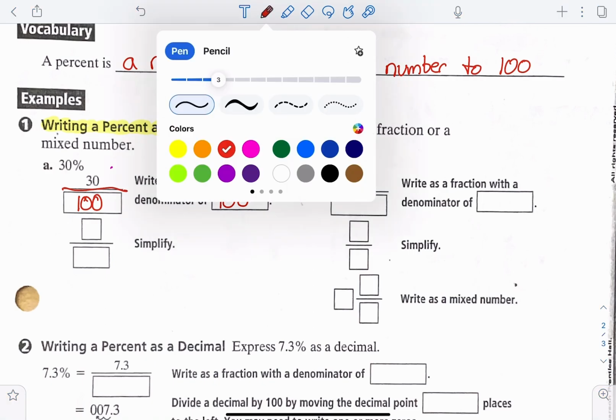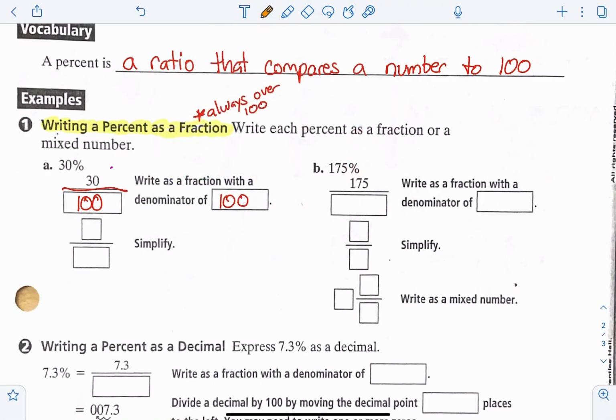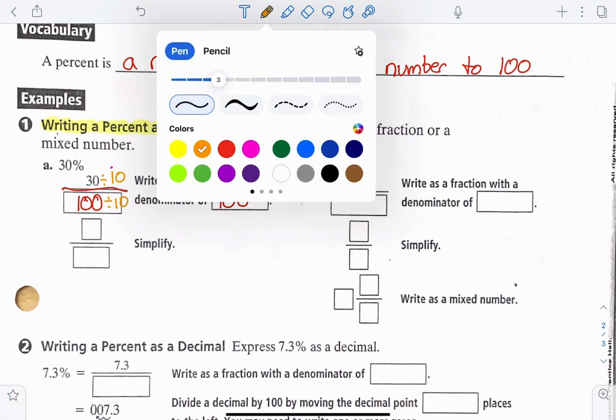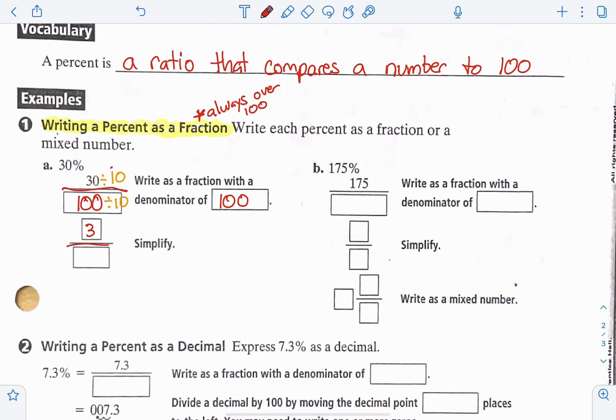Okay, and that's our percent as a fraction, but we can simplify that. So if we divide the top and the bottom by 10, we get 3 over 10. So 30% written as a fraction is 3 over 10.